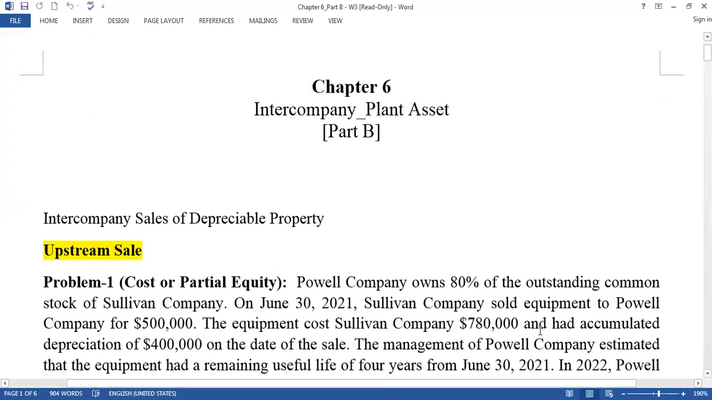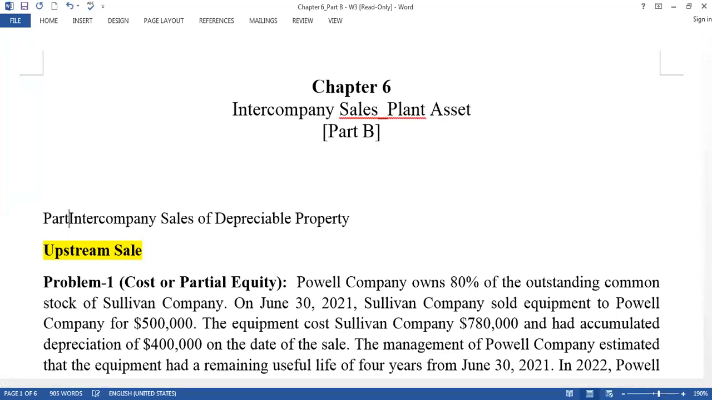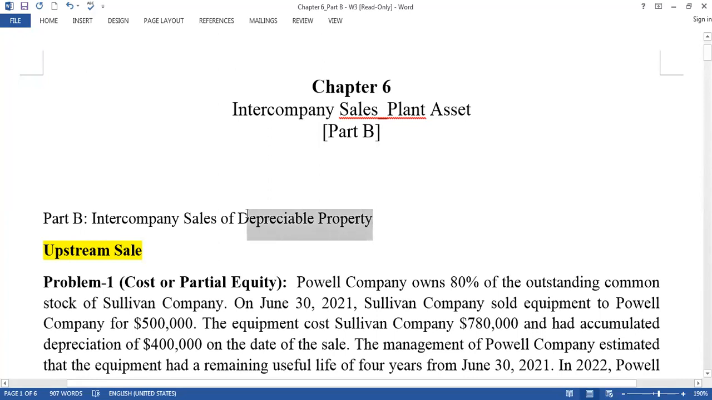Hello everyone. So today we are going to continue our chapter 6, and the title of this chapter is Intercompany Sales. We are focusing on the plant asset. So this is part B. In part B, we are going to talk about intercompany sales of depreciable property.